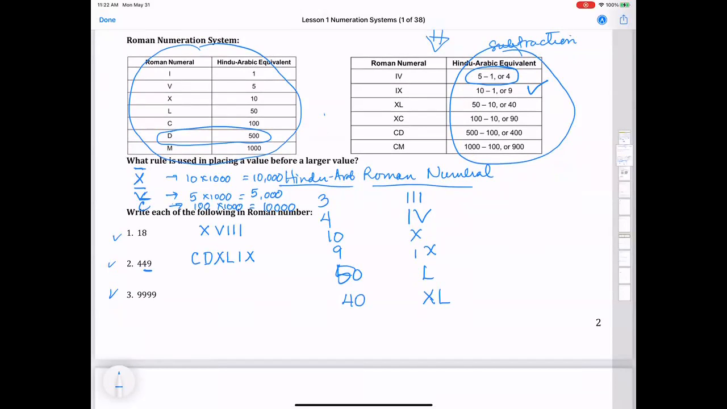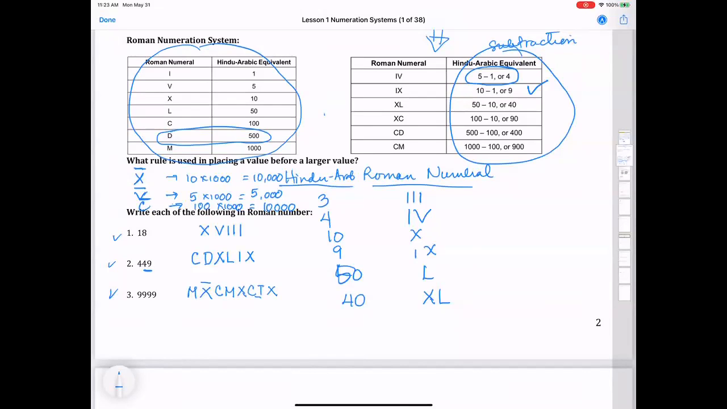Since 10,000 is symbolized by X bar, and we need 9,000, we could use the subtractive property. So if I put an M in front of that, 10,000 minus 1,000 is 9,000. How about the 900? That's an M, which is 1,000, take away 100, which is C. How about a 90? That's going to be a C, 100, take away the 10. And then a 9 will be an X, take away a 1.